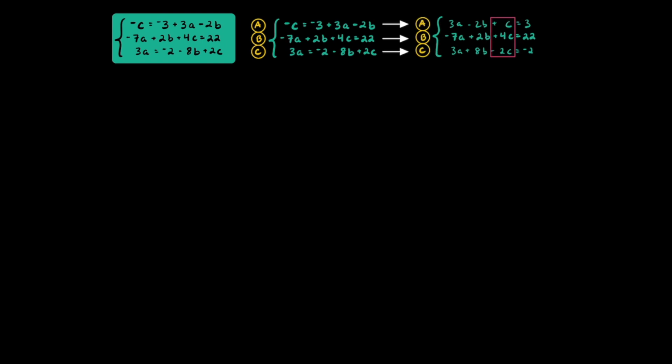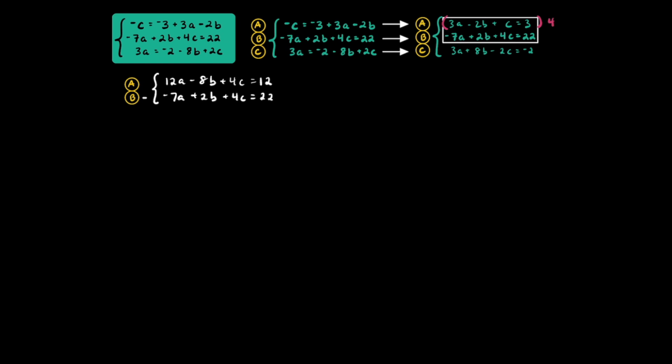In this system, I'm going to work on eliminating the c's since their coefficients are the easier ones to deal with. I'm going to start with equations A and B, and I'm going to multiply equation A by 4 so that the c's coefficients will match. When multiplying equation A by 4, we're going to get 12a minus 8b plus 4c is going to equal 12, while equation B is going to stay the same as negative 7a plus 2b plus 4c is equal to 22.